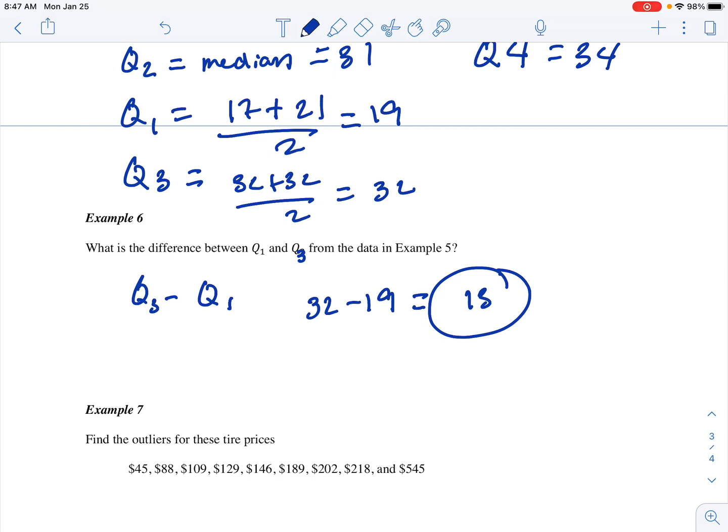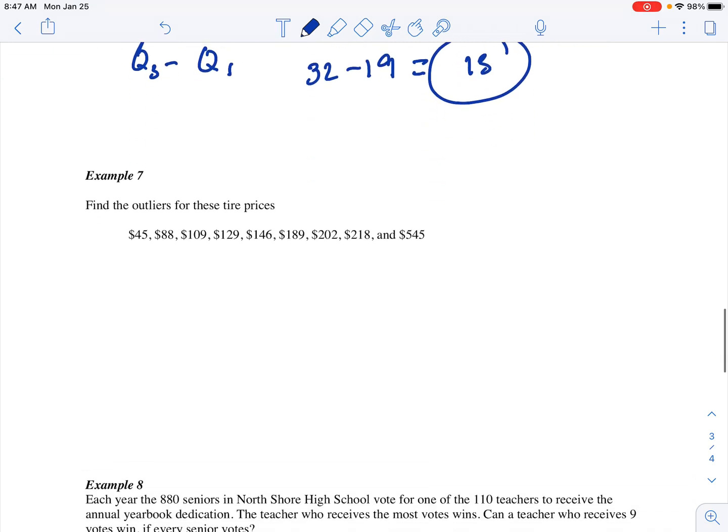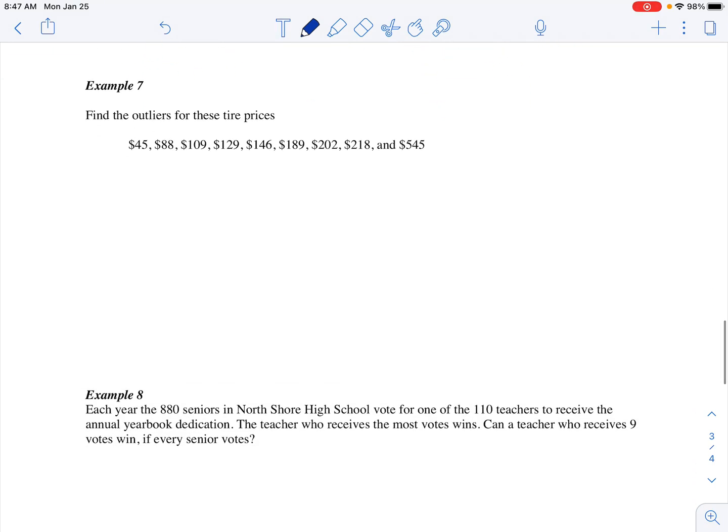Okay. Alright, we're almost here to the end. Okay, for the outliers, find the outliers of these tire prices.